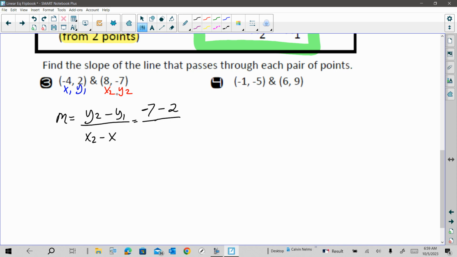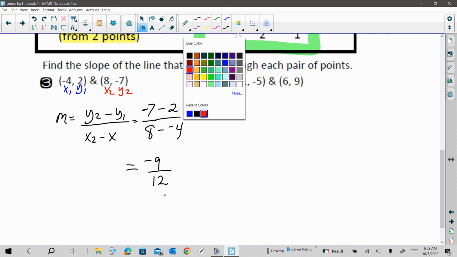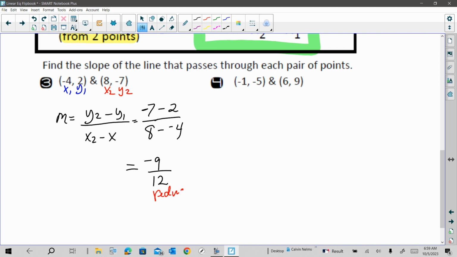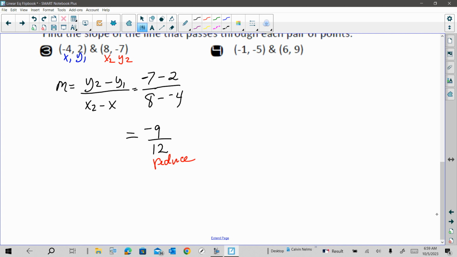And then my x2 is 8, and we're going to subtract that from negative 4. Watch your sign. Okay, so this simplifies to negative 9 on top, and actually a positive 12 on the bottom. And then you need to remember that you can always reduce, simplify your fractions. Your slope has to be in simplified form. So our final answer, m, is -3/4.